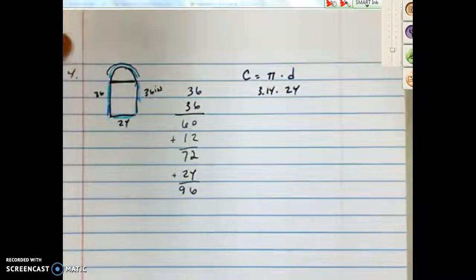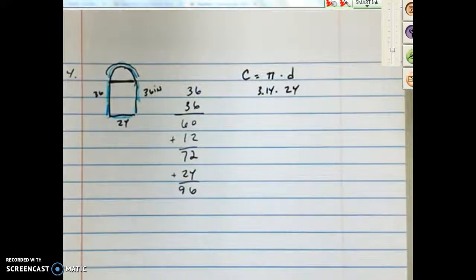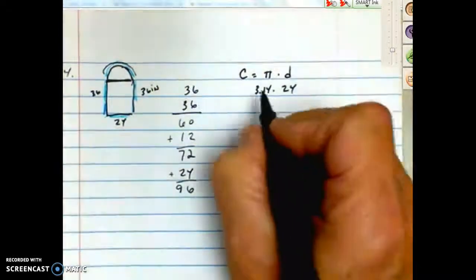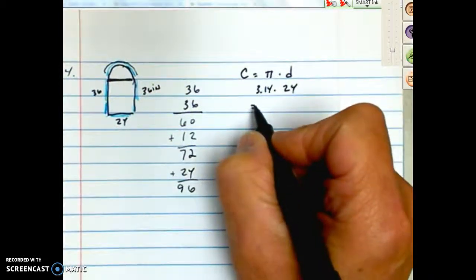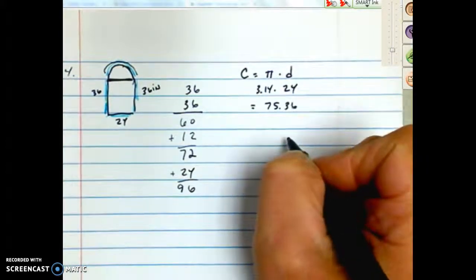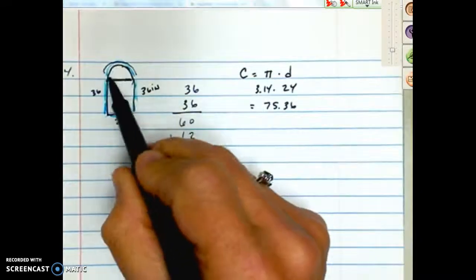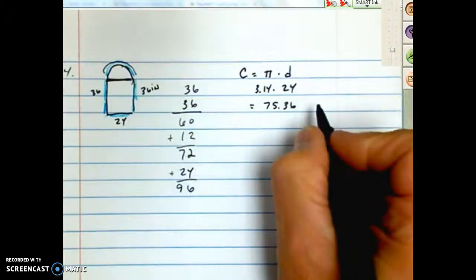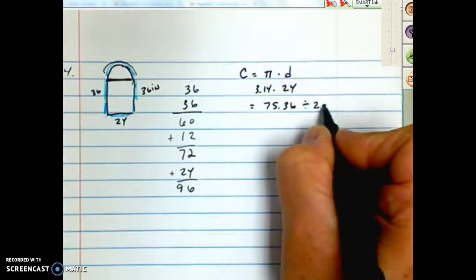So take your calculator and figure that out. 3.14 times 24, you're going to get about 75 something. If you punch it into your calculator, you should get, I believe, 75.36. Now keep in mind this is only half of a circle though. So we want to now do what? If you said cut it in half, you're exactly right. So we're going to divide it in two.